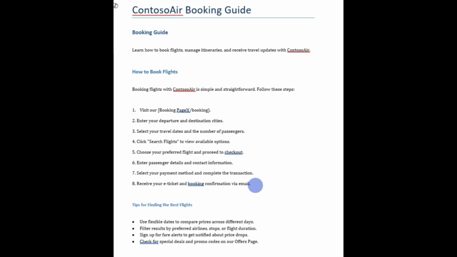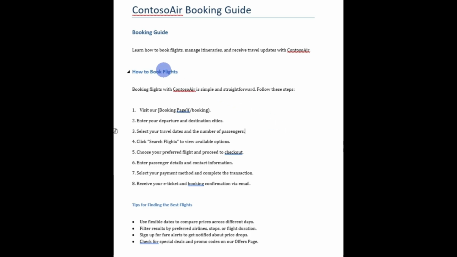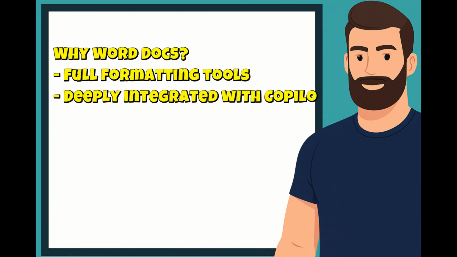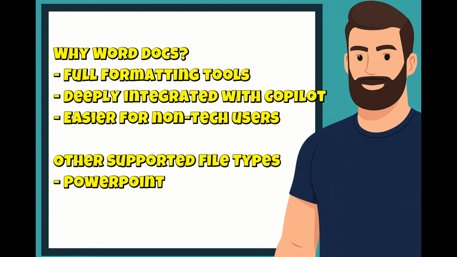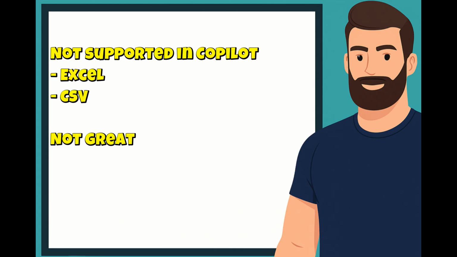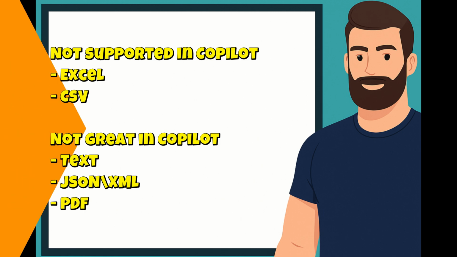Okay, for the next demo, you're simply looking at the same content, but I've copied it into a Word document and I've added the headings and titles. So why Word documents? You get the full formatting tools, it's deeply integrated with Copilot, it's easy for non-tech users. You could also use PowerPoint and Markdown. But what's not supported in Copilot is Excel and CSV files. And what's not great is text and JSON and PDF. Anything that doesn't chunk well.